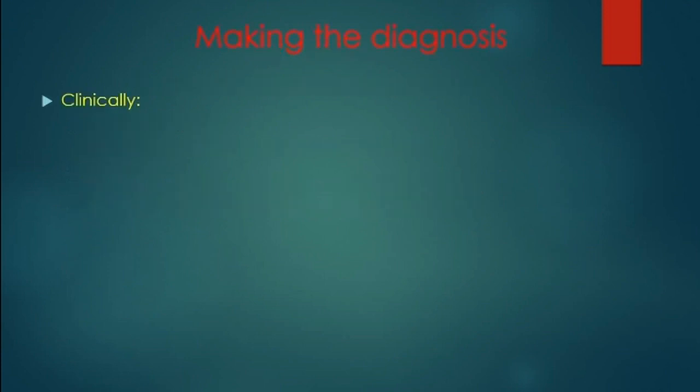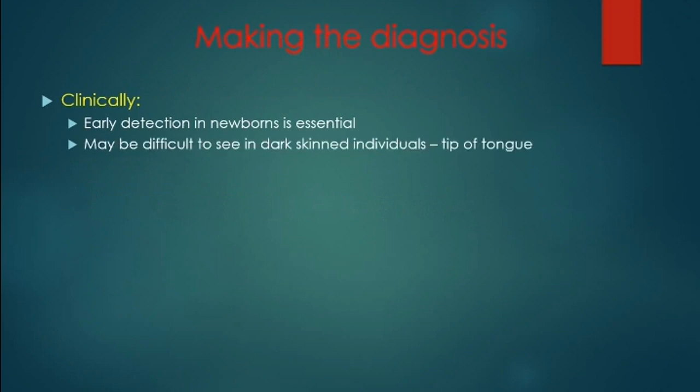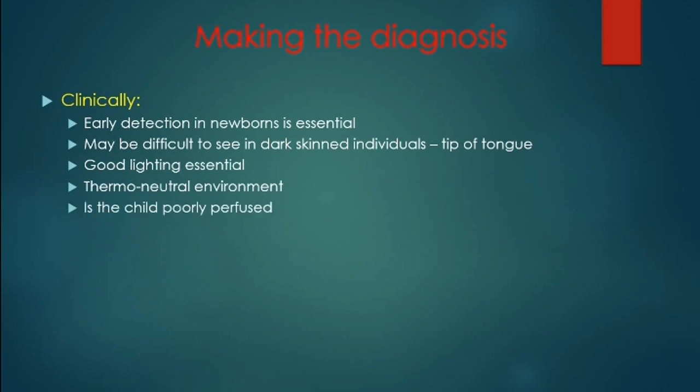It's important to know how to elicit cyanosis. At first, I need to diagnose cyanosis in neonates as soon as possible. And it's very essential that we know that a dark complexion can affect the evaluation of cyanosis. So I need to check the tip of the tongue. Good lighting is important. I need to check in a thermoneutral environment because cold temperature of the room may cause peripheral constriction and peripheral cyanosis. If the child is poorly perfused due to hypoxia or hypotension, it may also cause peripheral cyanosis.